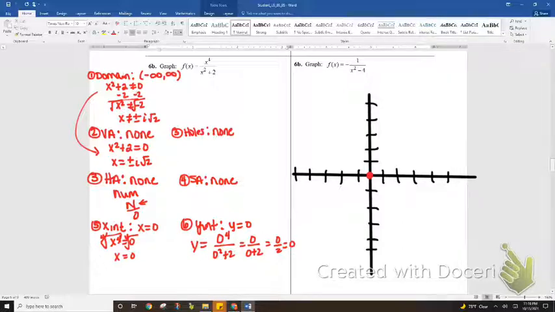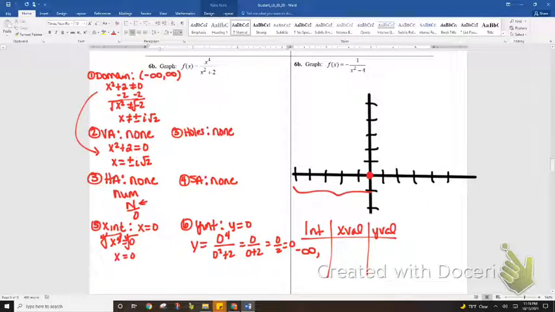So when I go to do my interval table, I'm going to take off a little bit of this so I have some room. Alright, so my interval, x value, and the y value. My interval is always going to start at negative infinity. The only thing I have on here is my x-intercept, so it's negative infinity to 0. So I'm going to pick, let's say, negative 2.